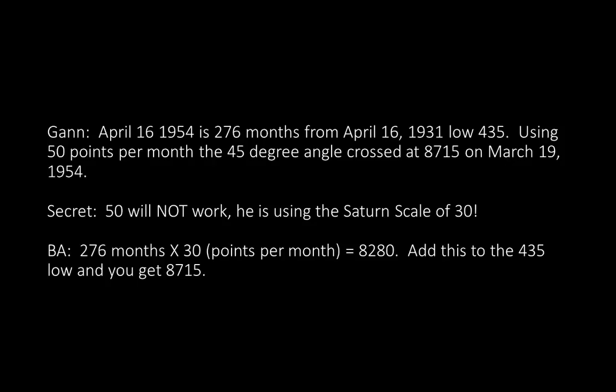BA: 276 months times 30 points per month equals 8,280. Add this to the 435 low, and you get 8,715, which is his number up here, you see.